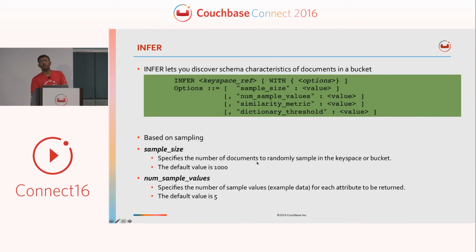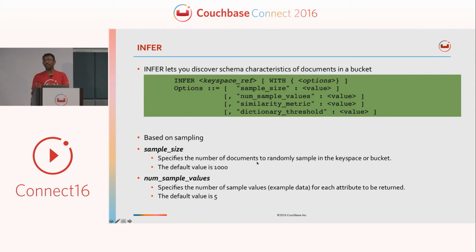Infer is a new statement we introduced in 4.5, which will basically help you discover the schema of all the documents in your bucket. Infer is for inference. So clearly we have different flavors of documents, different versions of documents in your bucket. So you want to find out what the structure looks like. It's very useful for development as well as for administration. You want to figure out what is there.